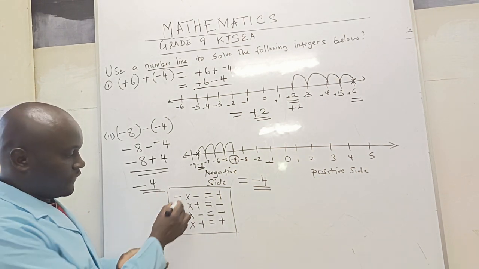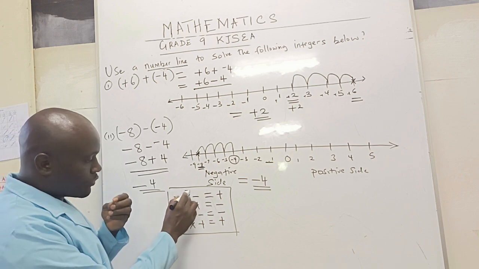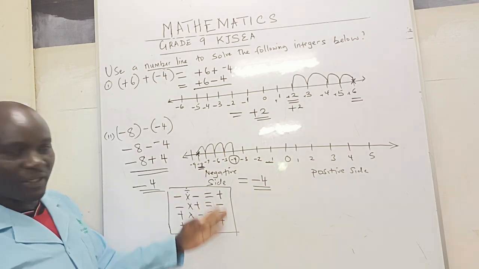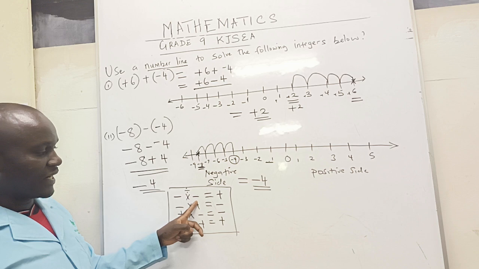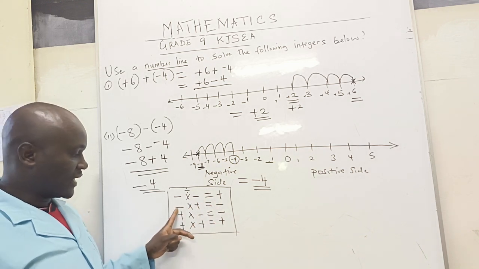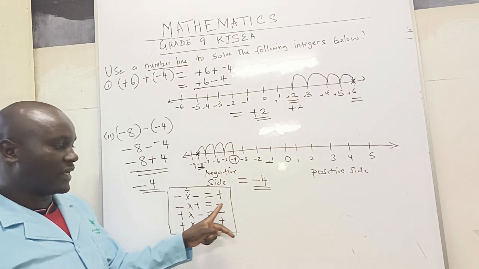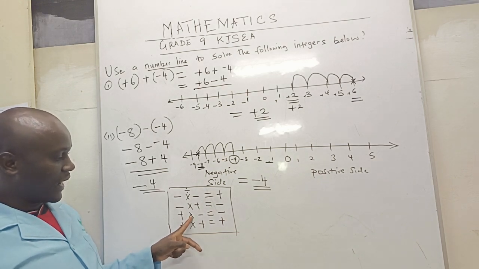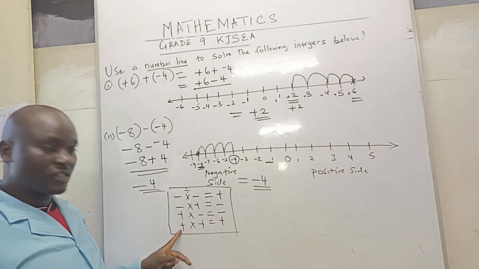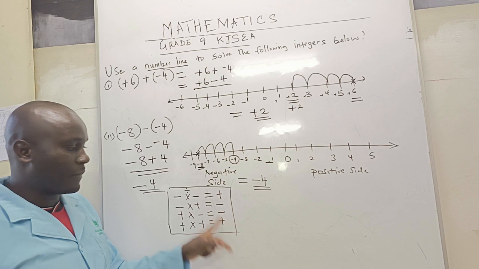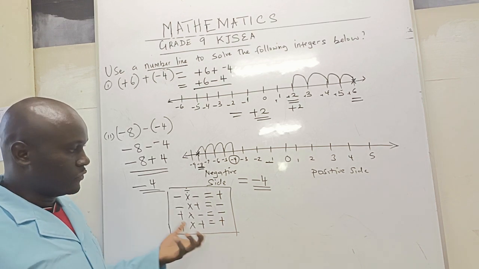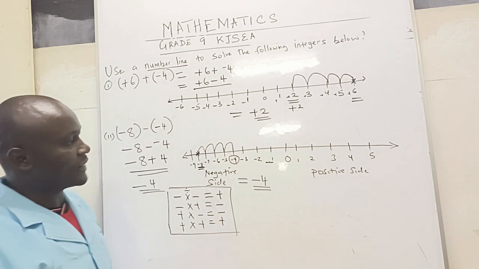And remember, if it's a multiplication, you can replace it with division and the answer becomes the same. A negative divided by a negative gives us what? Positive. A negative divided by a positive gives a negative. A positive divided by a negative gives a negative. A positive divided by a positive gives us a positive. So you can use this and you'll be able to get the right answer.